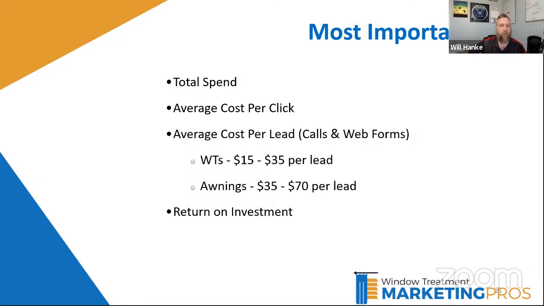Here are some numbers just thrown out, and they're kind of normalized for the entire US, so they're going to be different per region. Typically, window treatments, $15 to $35 per lead. Awnings, higher, $35 to $70 per lead. So you definitely want to lower that number as low as you can get it, right? And then, of course, get some sort of an ROI where you're putting $1 in, $3 are coming out, something like that.